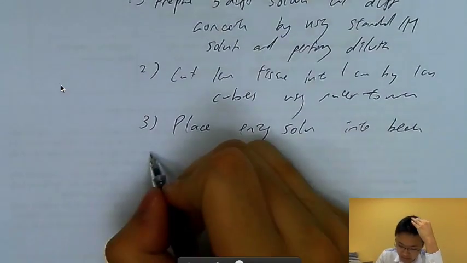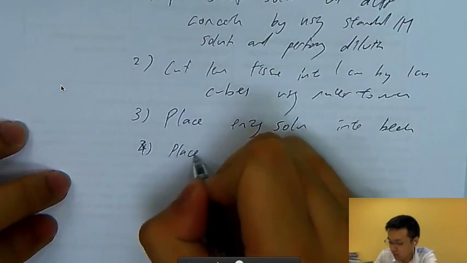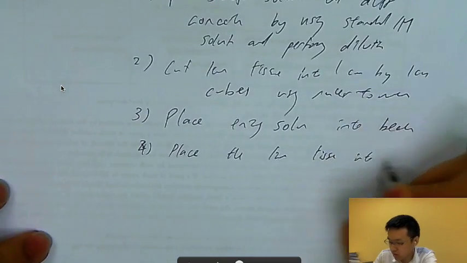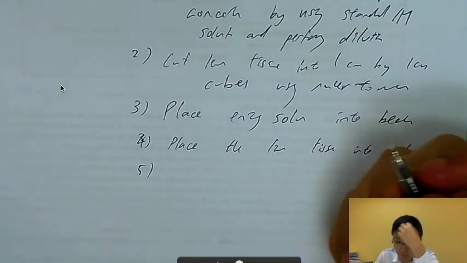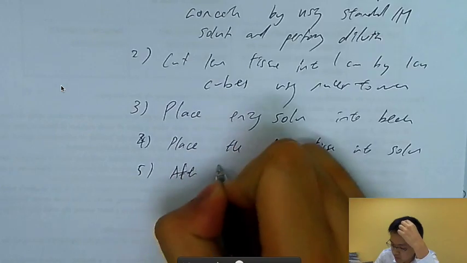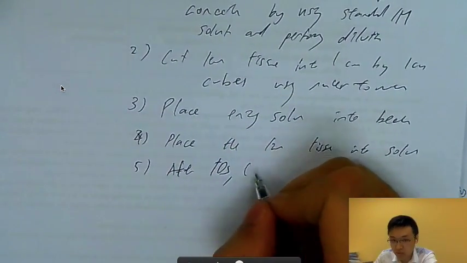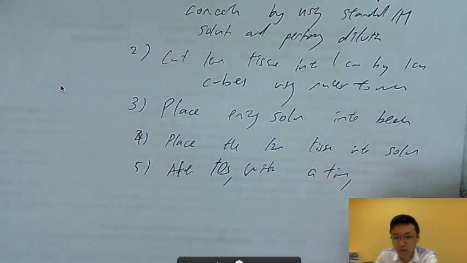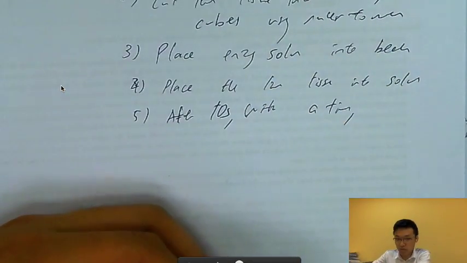Obvious. And then what is the fourth step? Place the liver tissue into the solution. Okay. The fifth step. Okay. Then you can say something like this. After 10 seconds, with a timer to ensure. Okay. So after 10 seconds, you place the liver in the beaker.